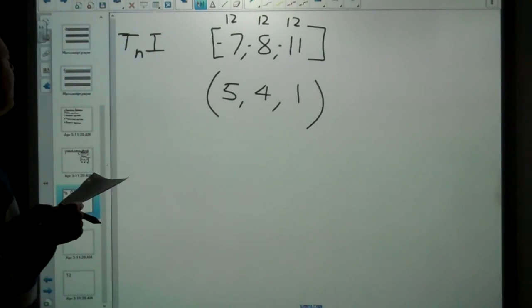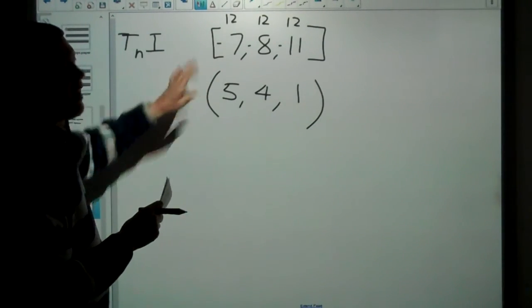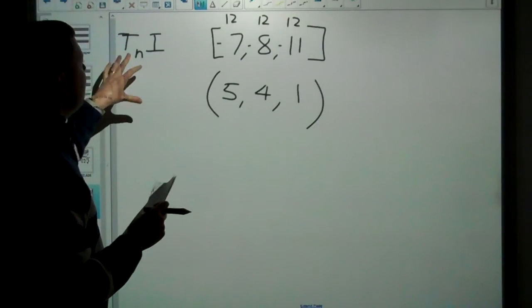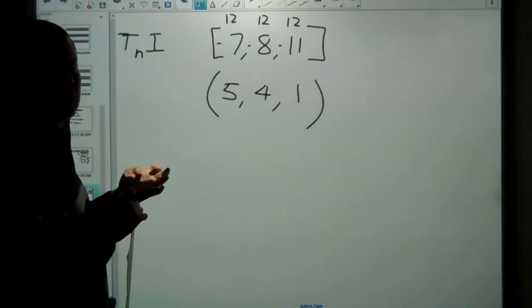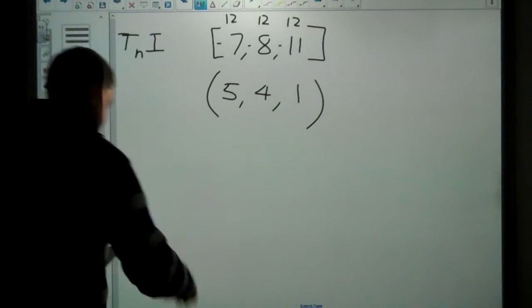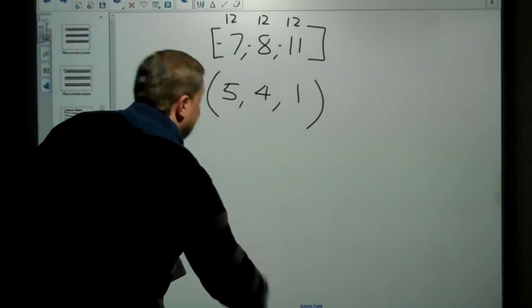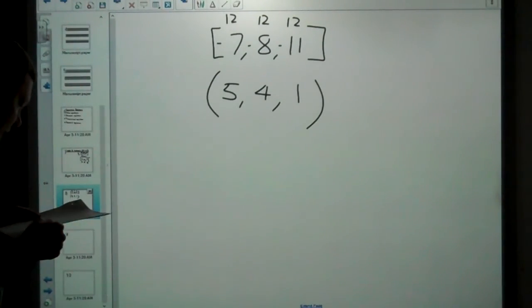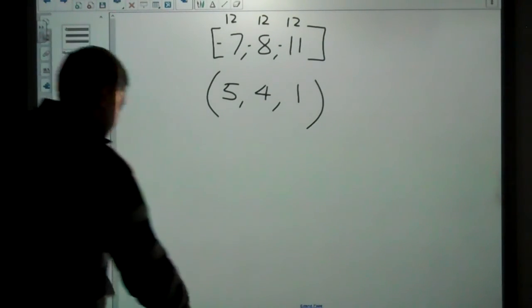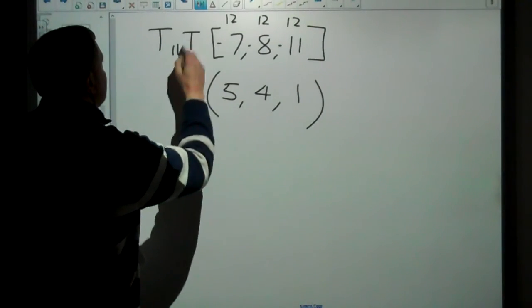Let's do this as a one-step process of how to invert a set. Let's do the full two-step process for inversion first and then transposition. Let's say that I had a problem with the set 7, 8, 11 that said, let's find T11I of this set.